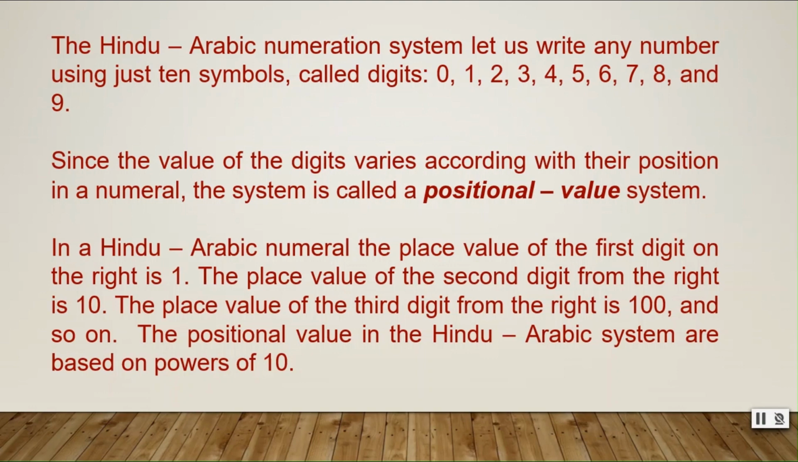Since the values of the digits change according to the position of the digits in a numeral, the system is called a positional value system. In a Hindu-Arabic numeral, the place value of the first digit on the right is 1. The place value of the second digit from the right is 10. The place value of the third digit from the right is 100, and so on. The place values in the Hindu-Arabic system are based on powers of 10.